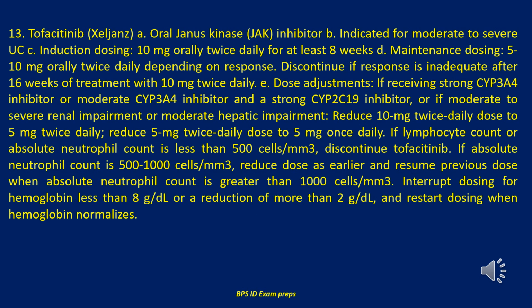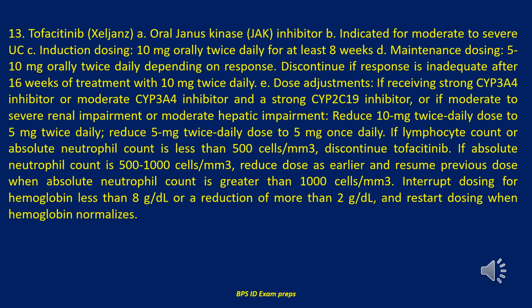13. We will now discuss tofacitinib, marketed as Xeljanz. A. It is an oral Janus kinase inhibitor, abbreviated as JAK inhibitor. B. It is indicated for moderate to severe UC. C. Its induction dosing is 10 mg orally twice daily for at least 8 weeks. D. Its maintenance dosing is 5 to 10 mg orally twice daily depending on response. Discontinue if response is inadequate after 16 weeks of treatment with 10 mg twice daily.